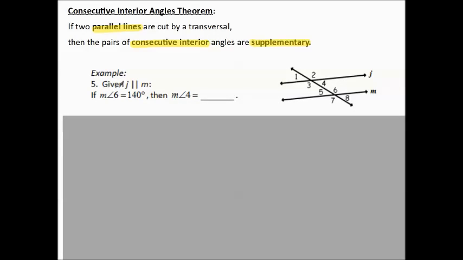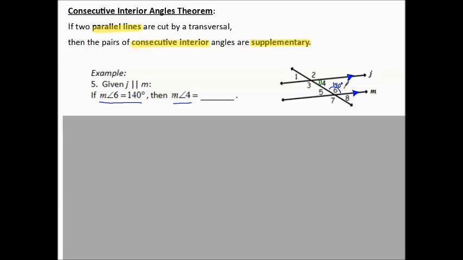First, given that line J is parallel to line M, let's mark it in our picture. Line J, line M. Same arrows on the lines to show they're parallel. If the measure of angle 6 is 140 degrees, here's angle 6, 140 degrees. Then the measure of angle 4 equals, well, where's angle 4? It's not obtuse like angle 6. Here it is. It's an acute angle.